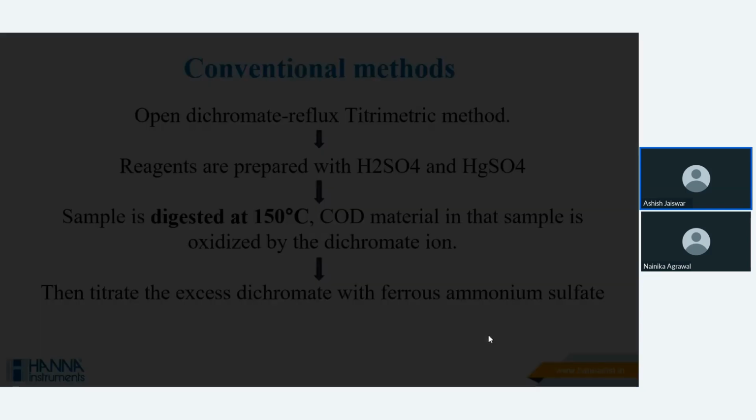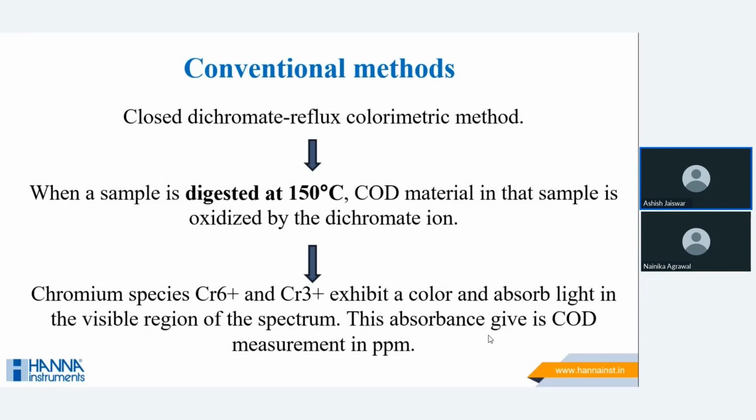The colorimetric method is another method. The method is the same, but we have to digest and then use a photometer or colorimeter, which works based on nanometer wavelengths in the visible spectra. The chromium species is reduced by the reagent, and it exhibits color absorption in the visible range of the spectra. This absorption gives the COD measurement in ppm levels. This is applied to measure water and wastewater quality.